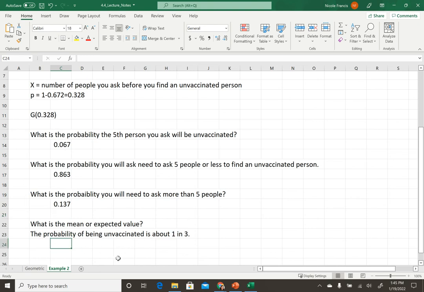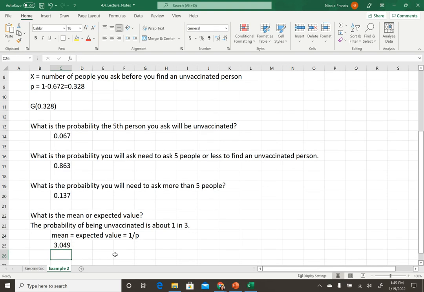So the way you compute the mean for geometric is nice. The mean, or the expected value, is equal to 1 divided by the probability of success. So in this case, it says 1 divided by 0.328, which is about 3 people. All right, let's go back to the PowerPoint now.